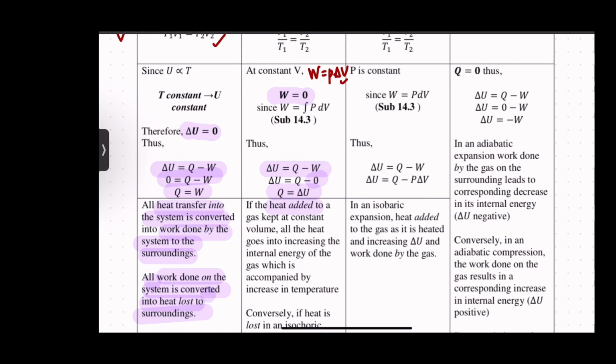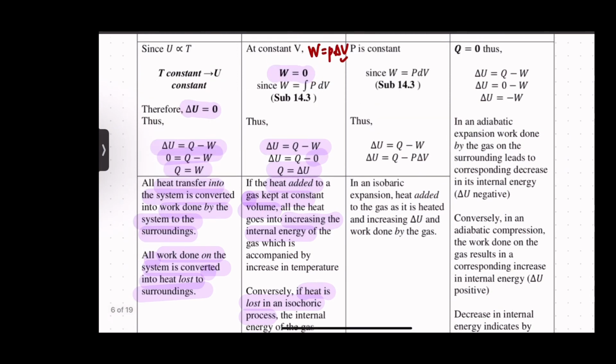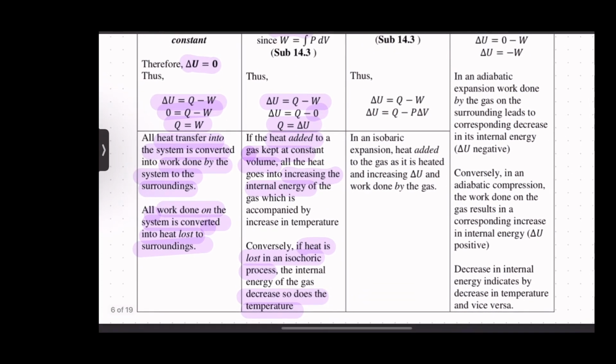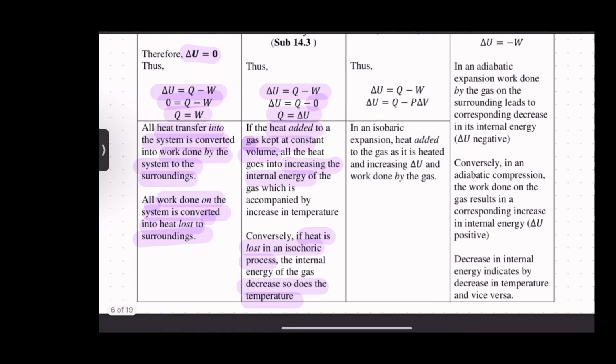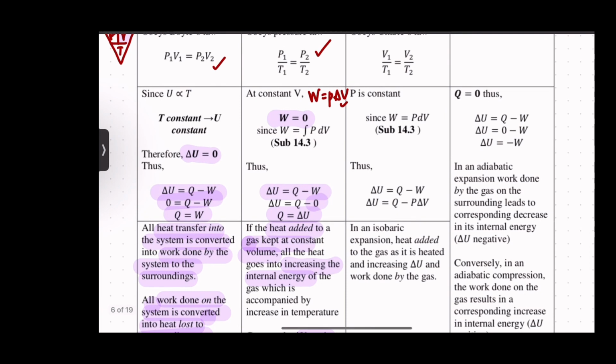So if the heat added into the gas keep at constant volume, all the heat goes into increasing the internal energy of the gas, which is accompanied by the increase in temperature. Kalau terbalik, kalau heat is lost in isochoric process, so internal energy akan decrease lah. So does to temperature. Maksudnya Q kat sini kan, kalau Q awak positif, dia adalah heat added kan. So maksudnya delta U pun akan tinggi lah. Macam tu. Okay. Kalau heat loss dia adalah negatif kan. Jadi bila negatif maksudnya temperature awak tu adalah perubahan decrease lah. Decreasing in temperature. That's why internal energy akan decrease lah.